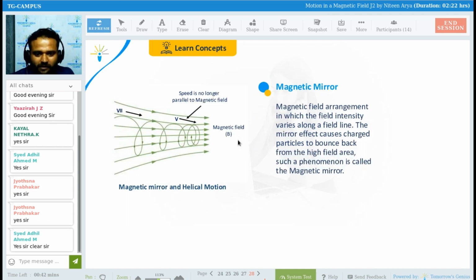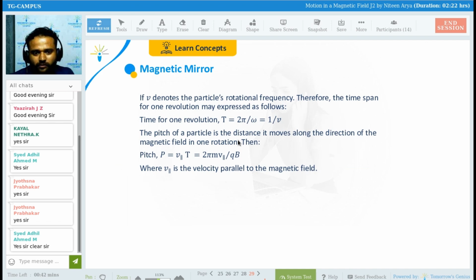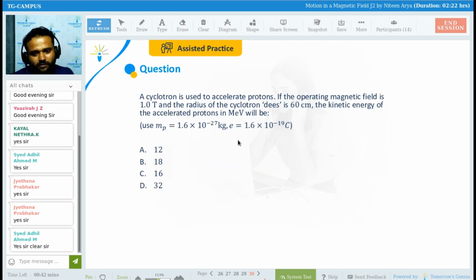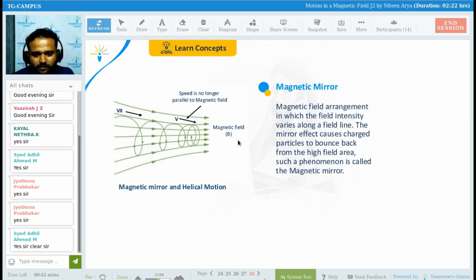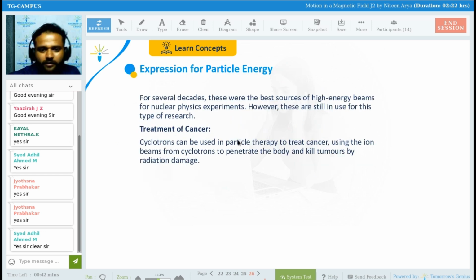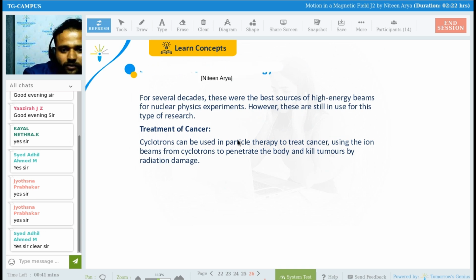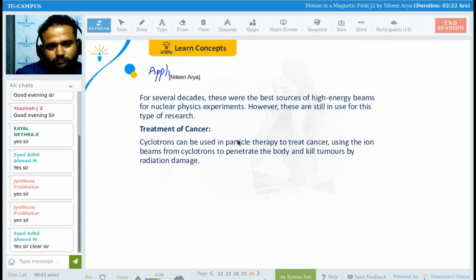Limitation, let me see, magnetic mirror, what we have. Oh, we're going to finish in time, and question. Okay, just give me a minute. So many headings. So this is going to be this. This is going to be what? Application. Application of cyclotron.